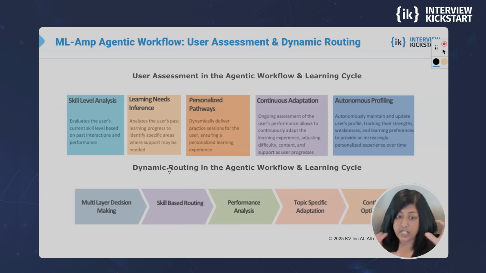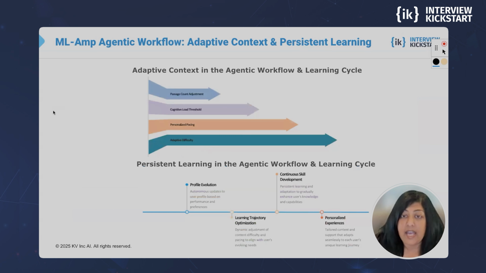Dynamic routing, I already showed you that snippet in terms of how the multi-layer decision making is happening. There's skill-based routing, performance analysis, topic-specific adaptation, and continuous optimization to guide the set of questions that need to be presented to the user in this practice mode. All right. And then similarly, the adaptive context agent is balancing the cognitive load presented to the learner based on their individual preferences. Do they need a detailed response? Do they need a brief response? And it's adjusting to the learner's pace and their difficulty.